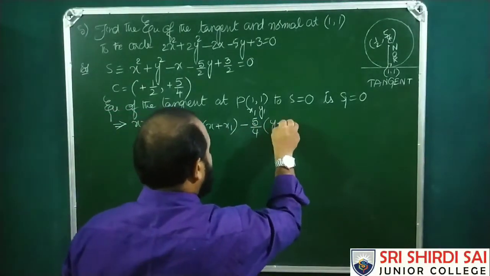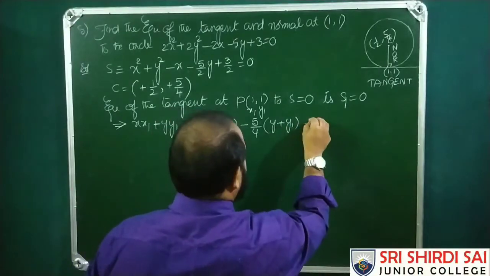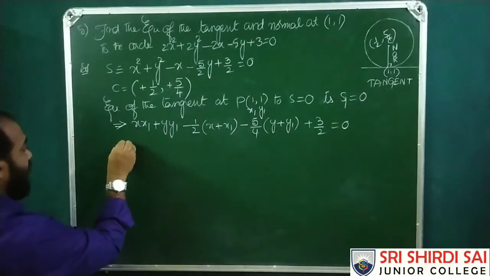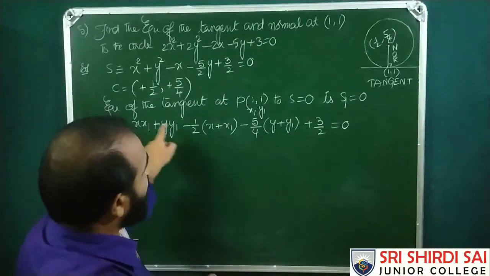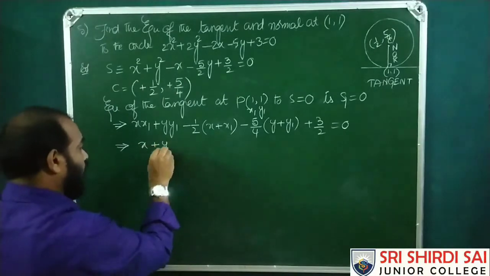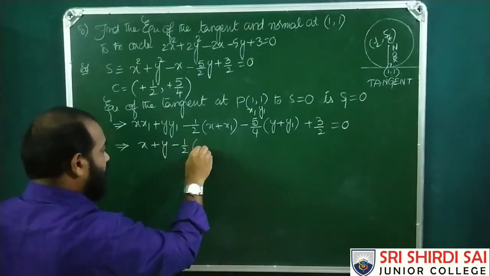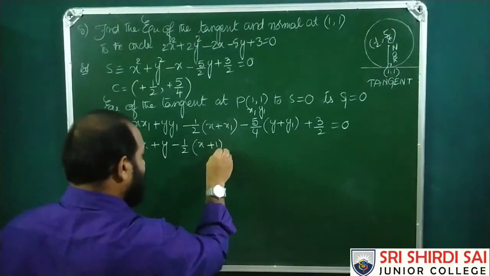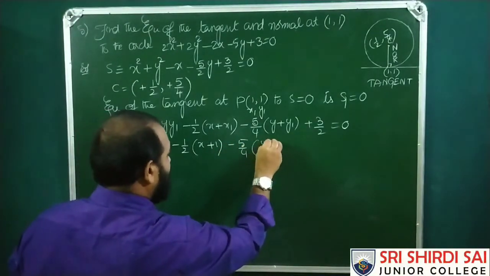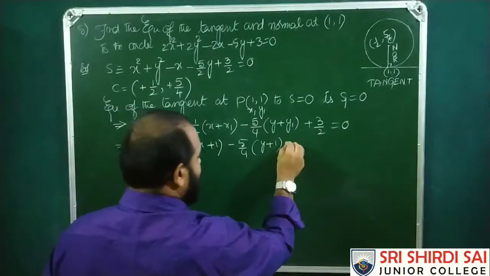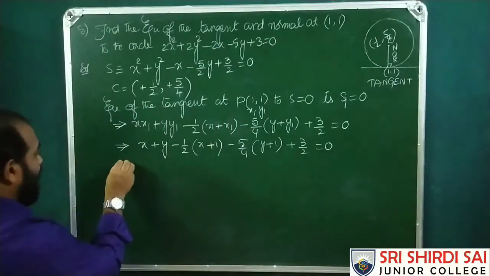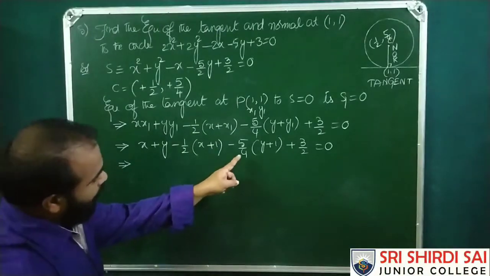y plus y1 plus 3 by 2 equals 0. So that implies x1, y1 is 1 comma 1. So x into 1 x plus y minus 1 by 2 of x plus 1 minus 5 by 4 y plus 1 plus 3 by 2 equals 0. So let us take 4 as the LCM.